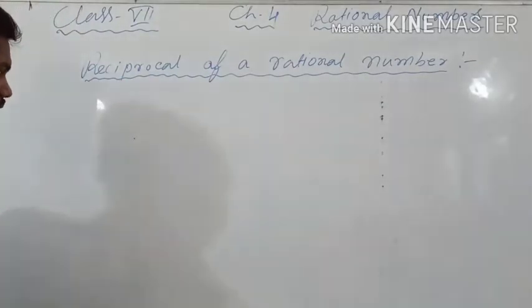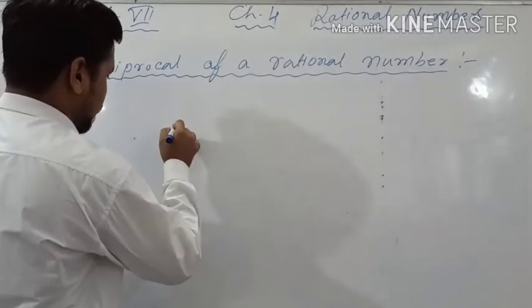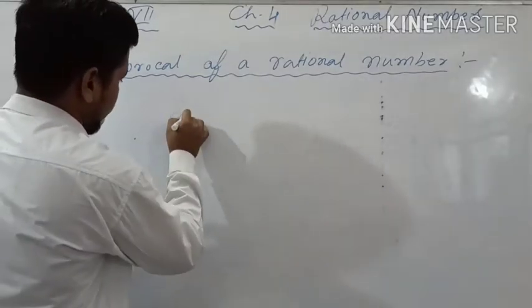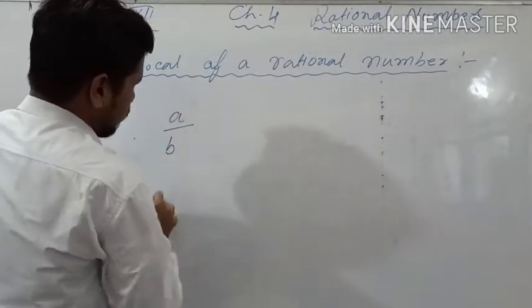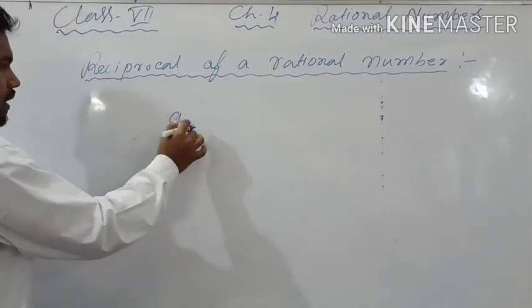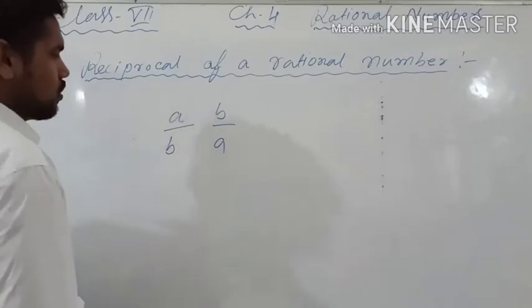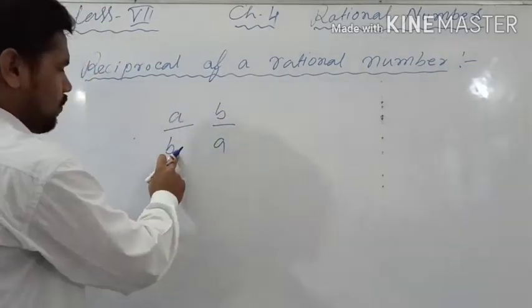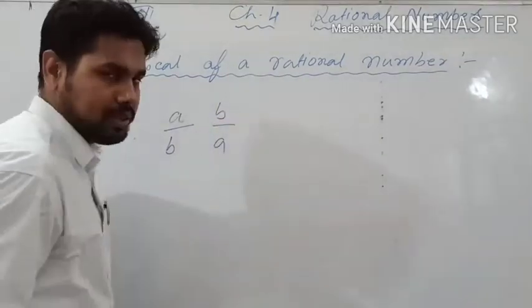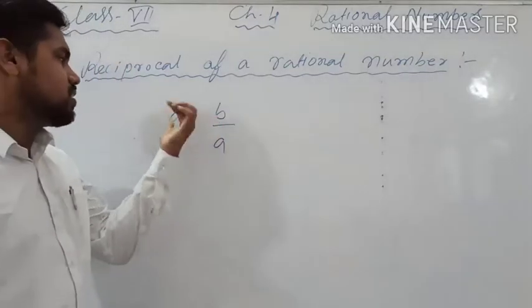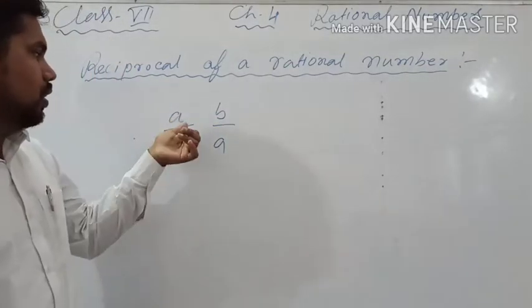So if you take the reciprocal of a rational number a by b, suppose the number is a divided by b. So what will be the reciprocal of a by b? It is b by a. Because when you cancel, b and b will cancel, a and a will cancel, 1 will be the answer. So reciprocal means just the opposite of that. You have to just do the inverse of that.